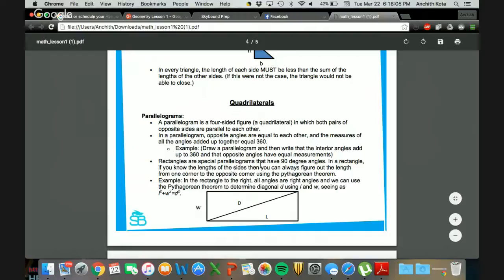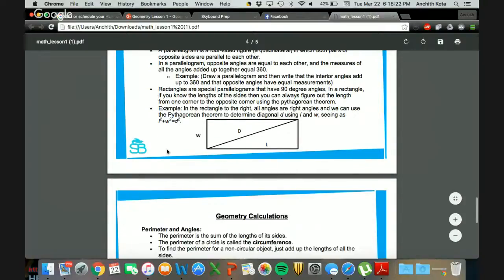Rectangles are special parallelograms which have 90-degree angles, as you can see. In a rectangle, if you know the lengths of the sides, then you can figure out the length of the diagonal using the Pythagorean theorem. So pretty much you'd square the width, and then you'd square the length and add them together. Take the square root and you get the diagonal, which is just the Pythagorean theorem again.